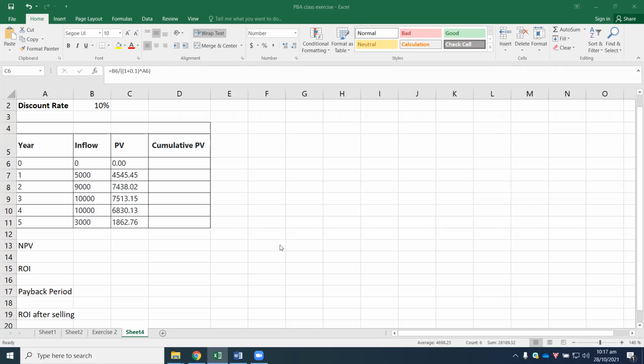And at the same time, if you're facing any issues, do let me know. For your cumulative present value, you won't be able to use the fill handle and pull it down. You'll have to manually enter the formulas. So please ensure that you're doing it accurately. Take a bit of time, but learn the basics very, very well.